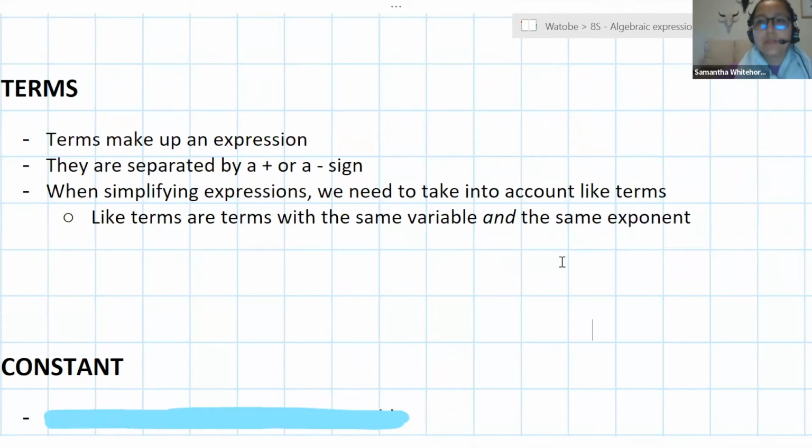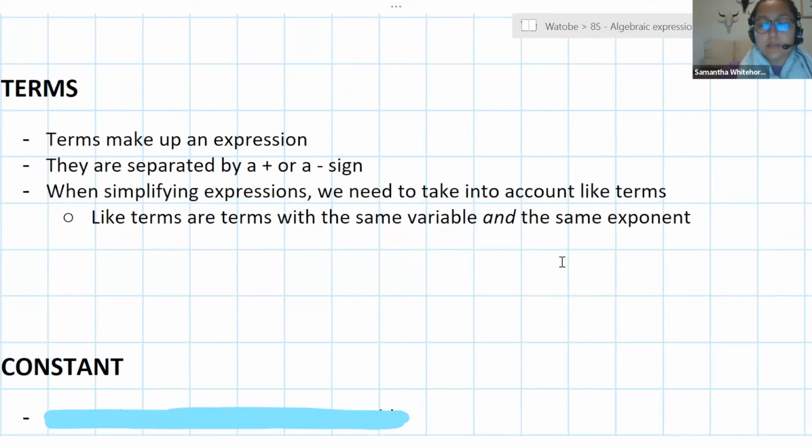So terms are the things that make up an expression. If you think of an expression like a sentence, the terms are the words. Now, terms are separated by plus or minus signs, and that's really important to notice, that if we need to know how many terms an expression has, we can identify that by using the plus and the minus signs.